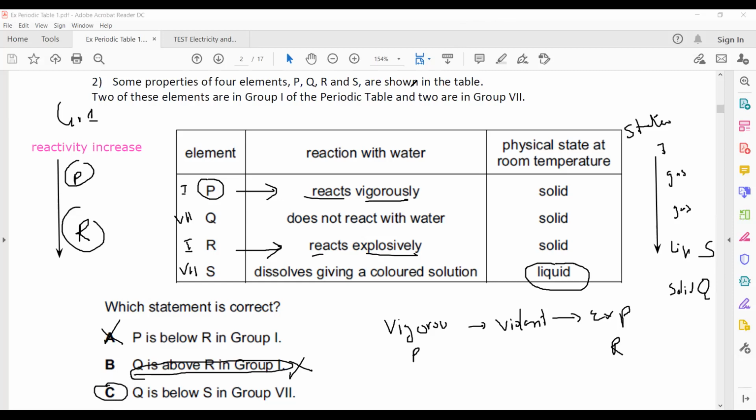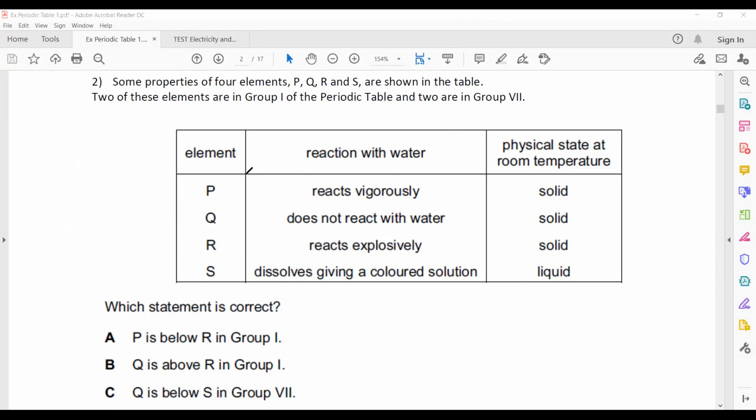So from the properties, you have to identify the group first, and after identifying the group, you will identify the position in the group. P is reacting with water, R is reacting with water, they are in group 1. And R is having an explosive reaction and P is having a vigorous reaction. So R should be below and P should be up, because as we go down in group 1, the reactivity increases.